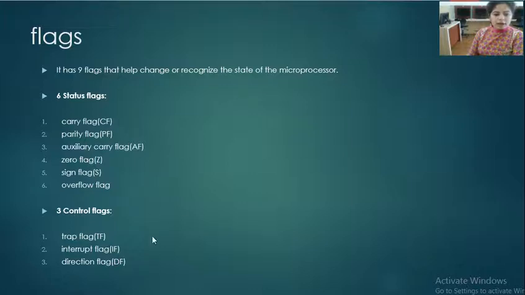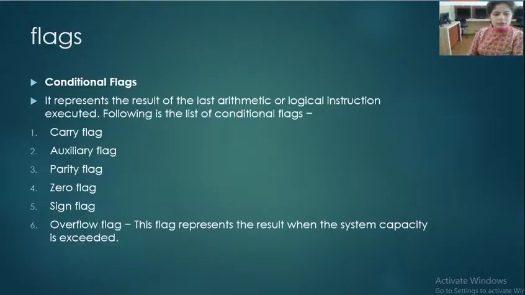Next is control flags. There are 3 control flags. First one is trap flag, interrupt flag and direction flag. Now we will study about control flags because we have not studied these flags in 8085. So let's start with this.